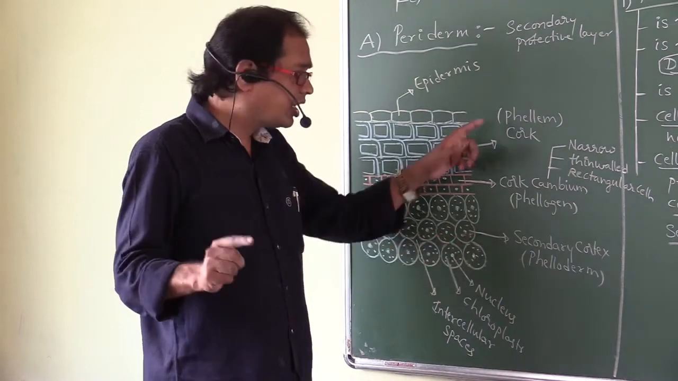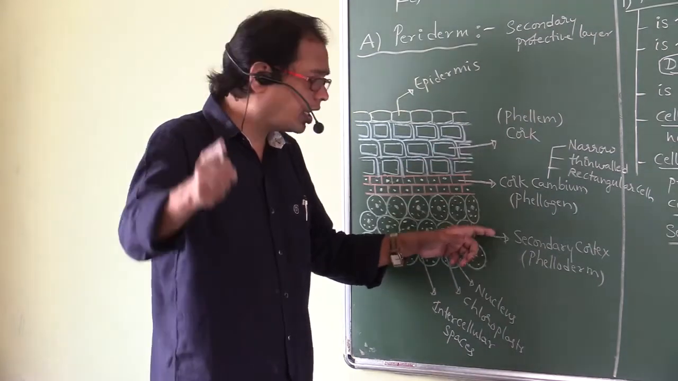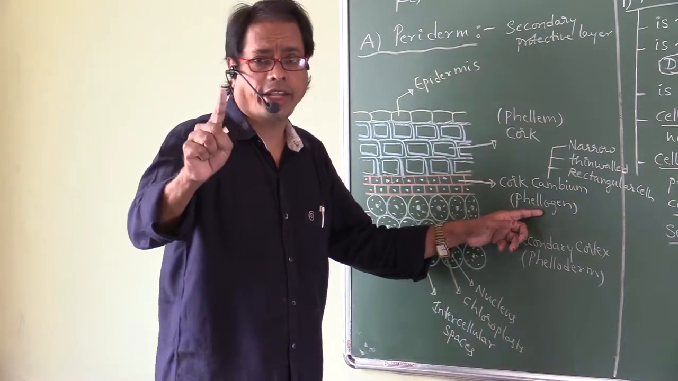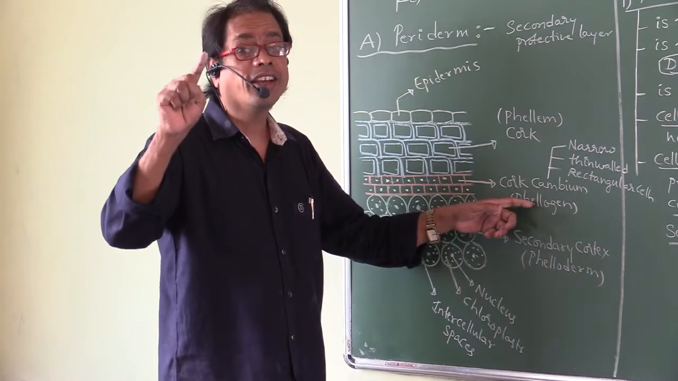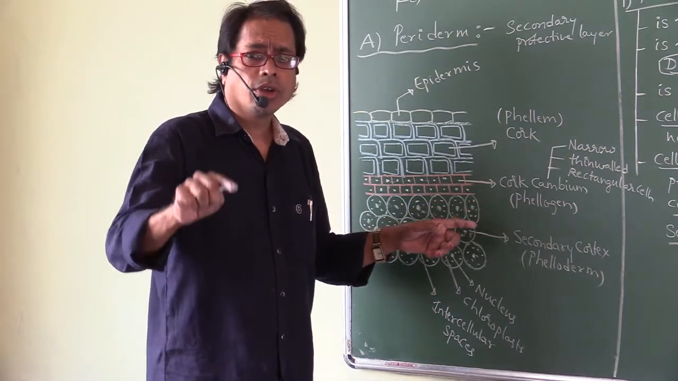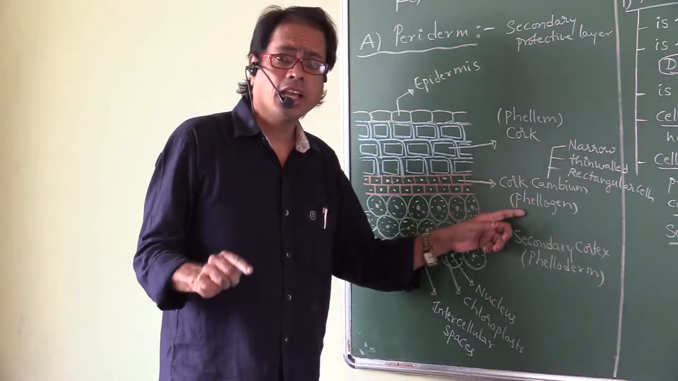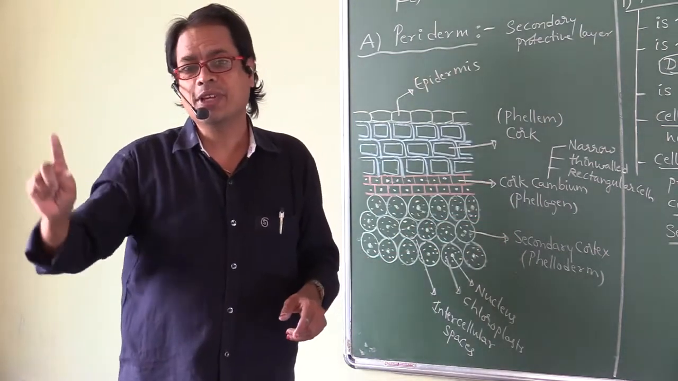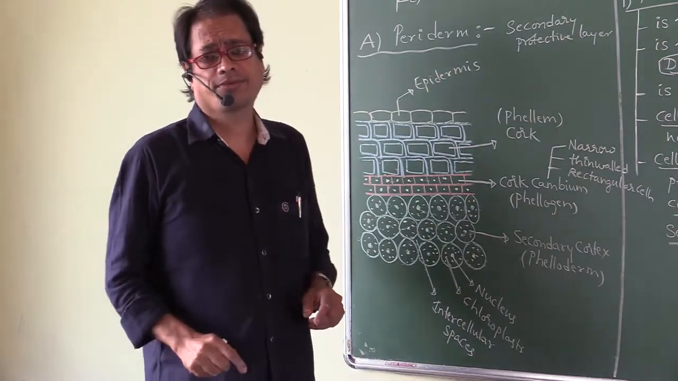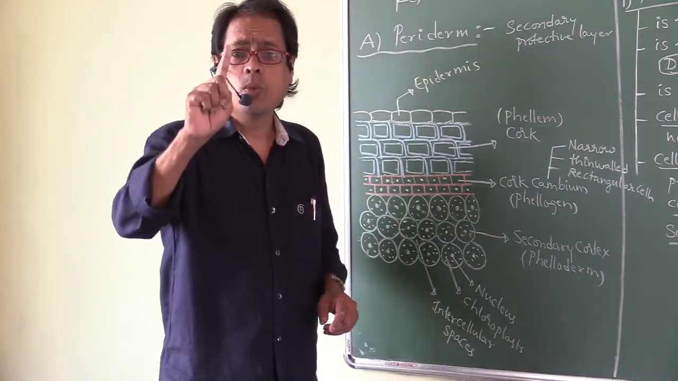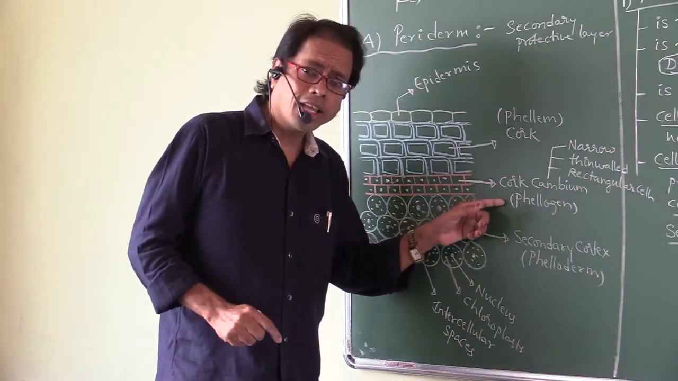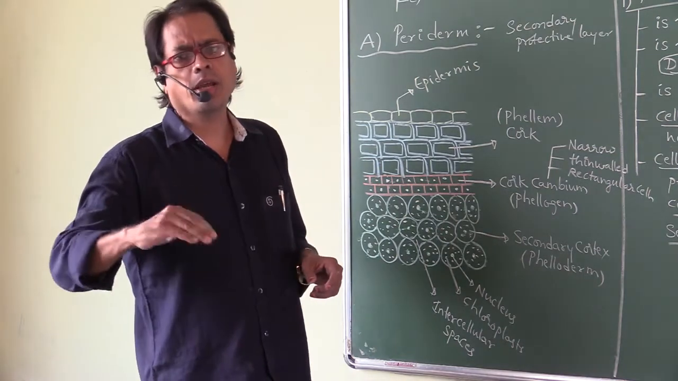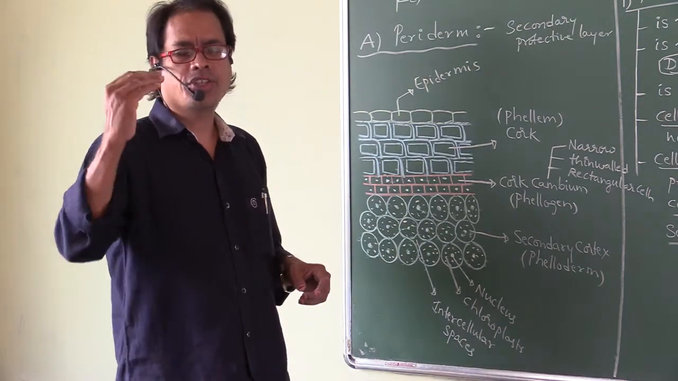So of these three layers, the first formed layer is phellogen. Phellogen is formed from cortex. Outer cortex or inner cortex? Inner cortex. Cork cambium, phellogen, is a couple of layers thick, 2 layers thick, while vascular cambium is a single layer thickness. Vascular cambium is 1 layered thickness. Cork cambium is 2 layers thickness. Vascular cambium and cork cambium both are meristematic layers.